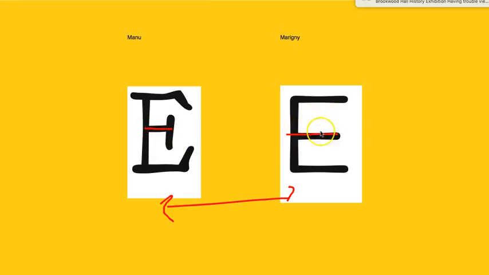Again, it's mimicking the H. The H also had a lower crossbar. It gives it a much more juvenile, youthful feel behind it. While in proportion, notice how narrow Manu is compared to the wideness of the Marigny.